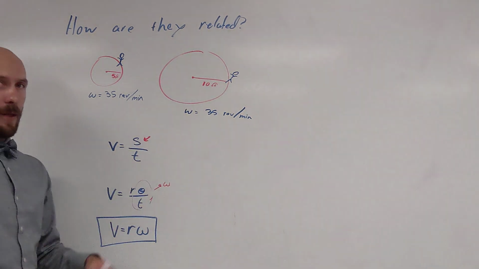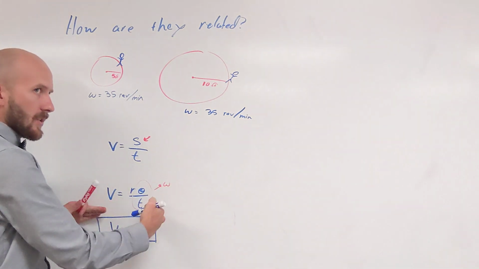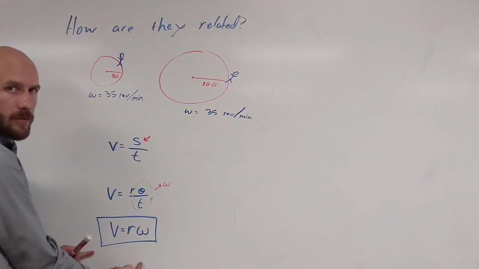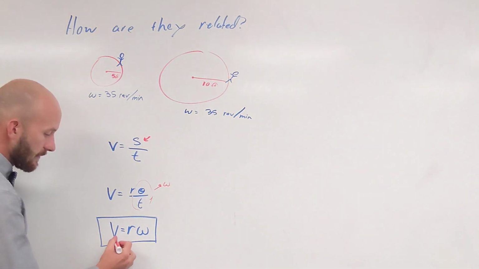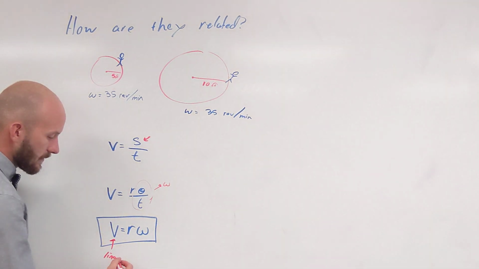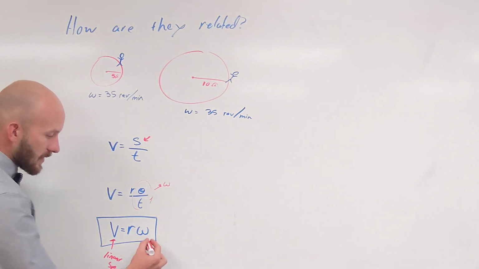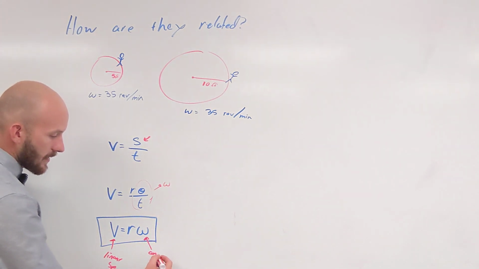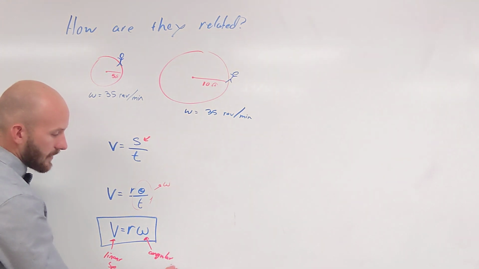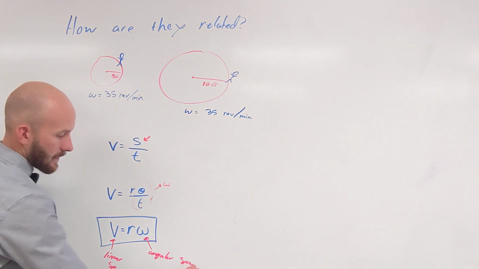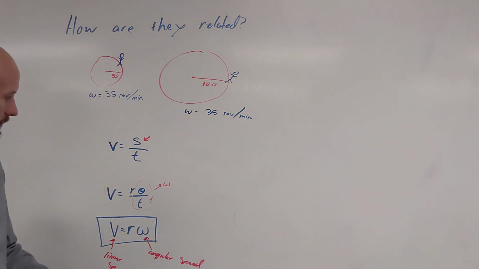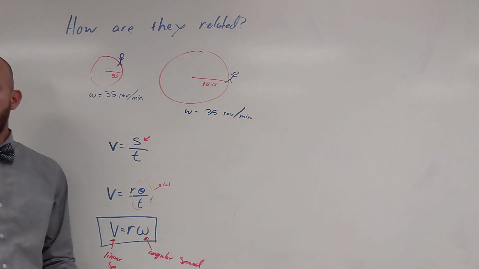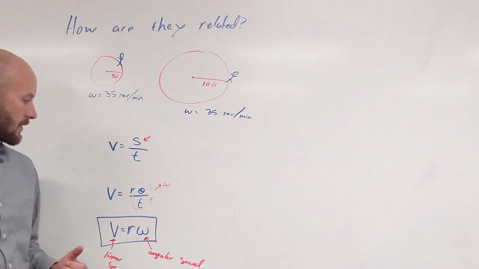You don't necessarily have to follow the derivation as long as we know this. This is linear speed equals the radius times angular speed. Which makes sense.